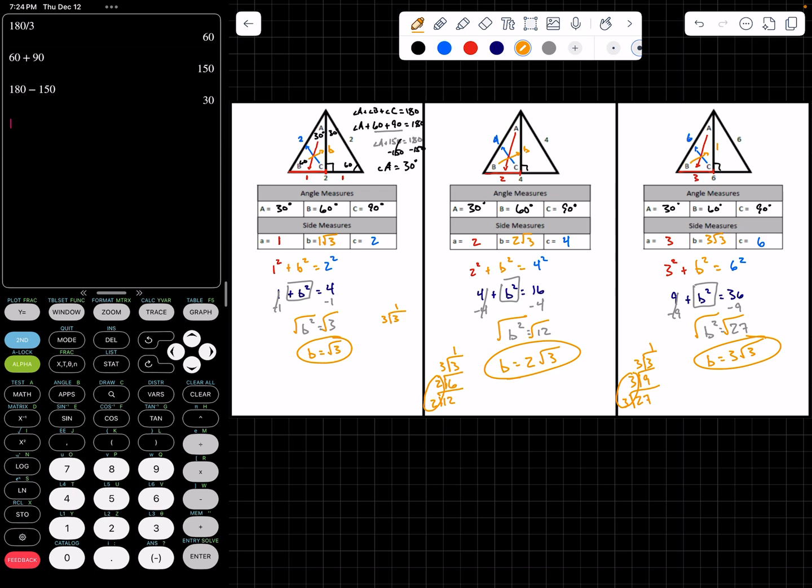And if you have questions, be sure to go through it, go slow, take your time if you really want to understand a little bit more on how to develop these 30, 60, 90 rules.